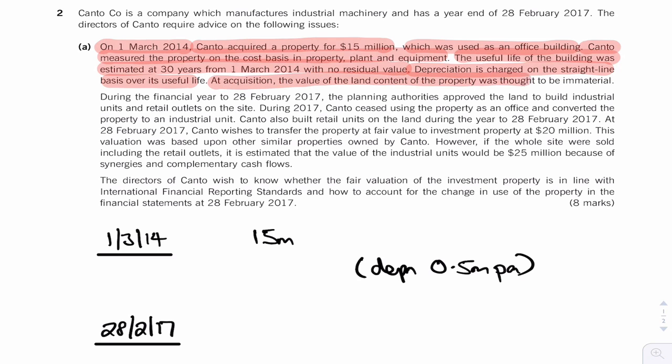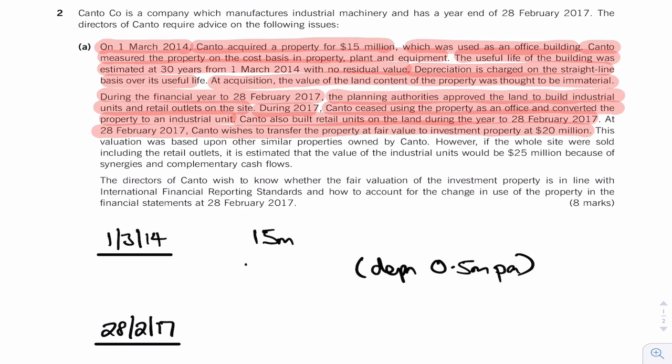At acquisition, the value of the land was thought to be material. Okay. During the year to our year end, 28th of February, the planning authorities approved the land to build industrial units and retail outlets. During 2017, we ceased using the property as office and converted the property to an industrial unit. They also built retail units on the land, and at 2017 they wished to transfer the property to investment property. Okay, so it's going to become investment property.